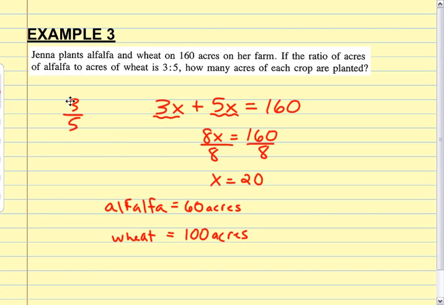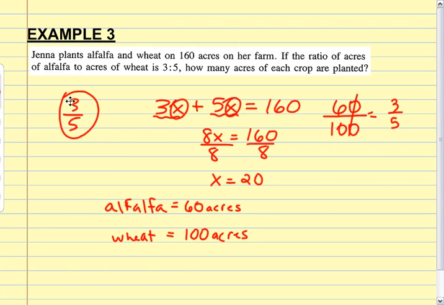So early on we said, okay, we've got 60 acres of alfalfa, we've got 100 acres of wheat. When we reduce that, it reduces down to 3 over 5. And that's what they gave us at the beginning. What we had to do was find out what it was before they reduced it. We divided them both by the same number, right? Because it went into both of them. So if we multiply them both by the same number, it'll go back to it. Okay? Does that make sense?